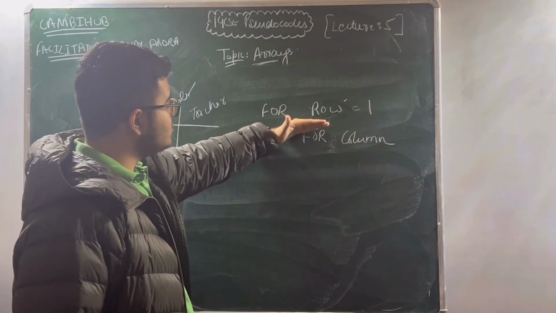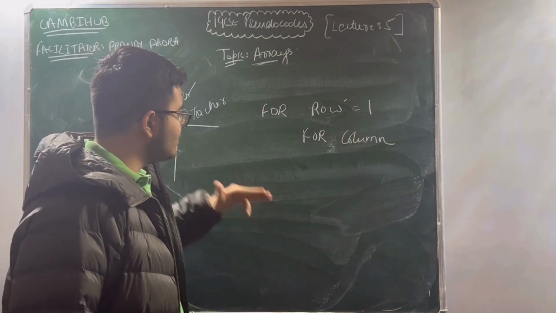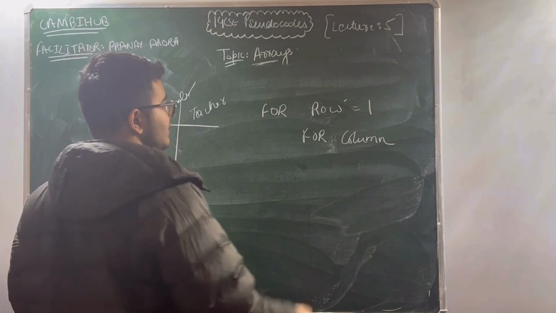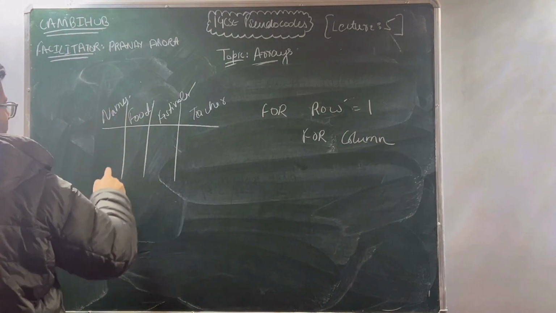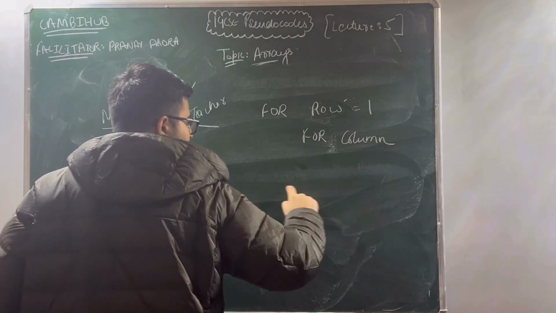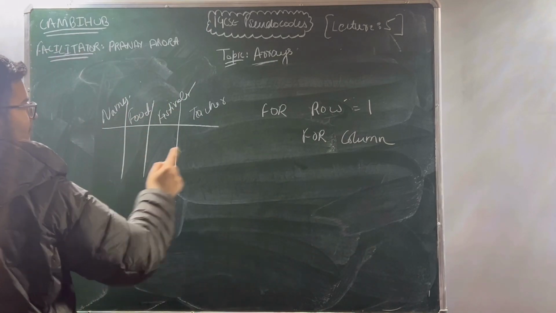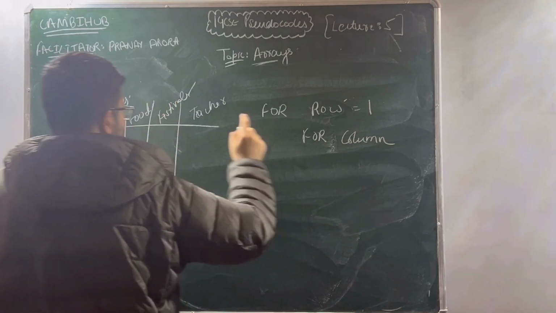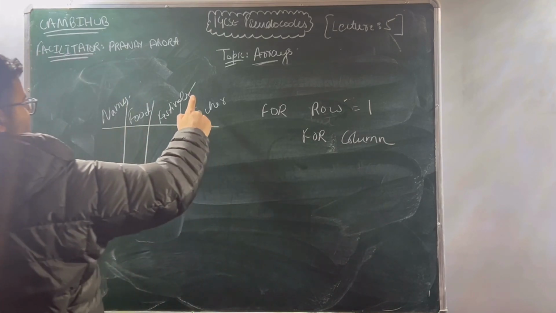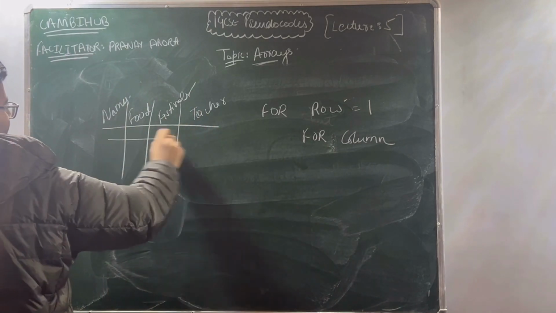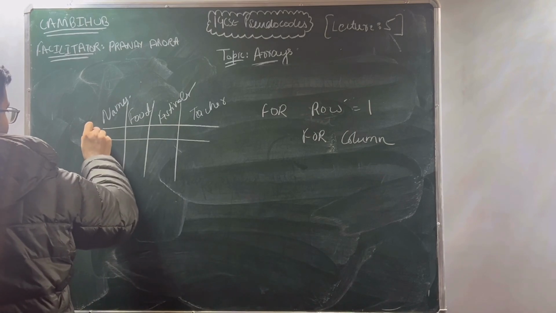So for the first row, my column counter should repeat, right? For the first row, the column's value will be 1, so it stores the data for the first column. Then this inner loop repeats, it stores the data for the second column. Then it repeats for the third column, and then the fourth column. This is for row number 1.